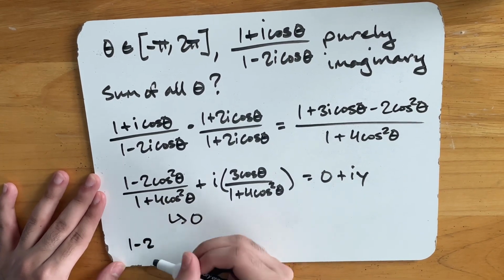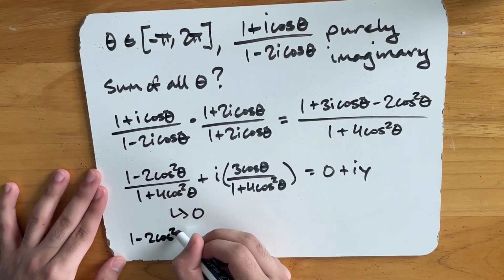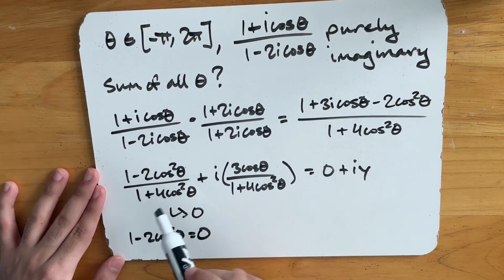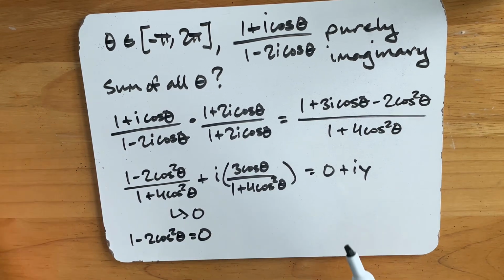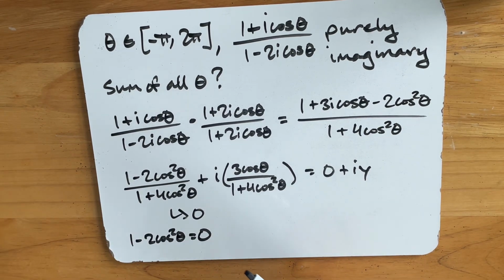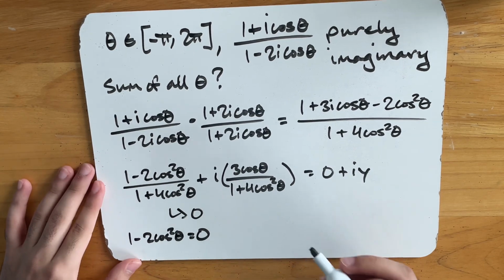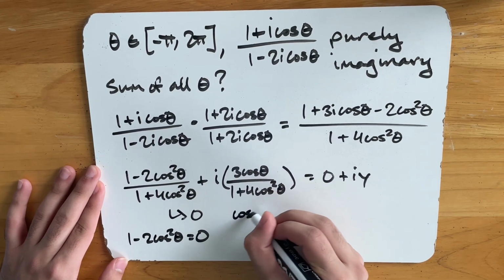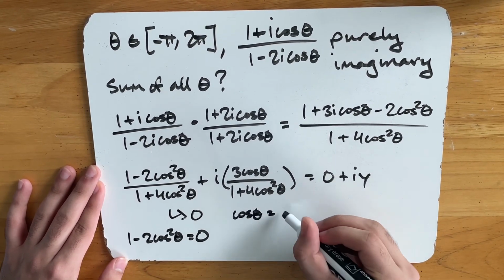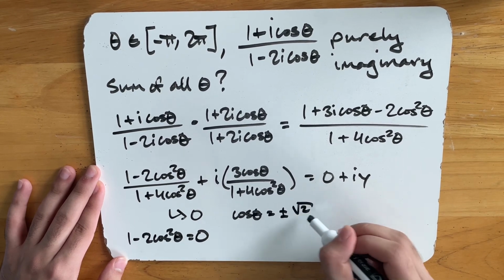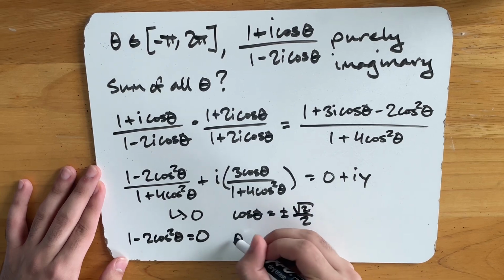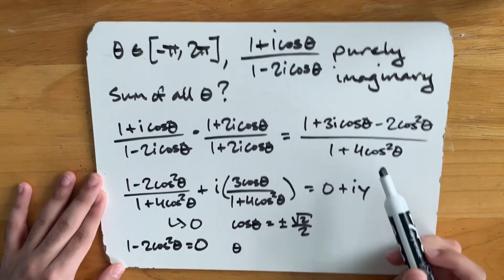So you get an equation right here: 1 - 2 cosine squared theta is equal to 0, because if we multiply both sides by 1 + 4 cosine squared theta, we get this equation. Then we can rearrange, and we get that cosine theta has to be equal to plus or minus root 2 over 2. I just did algebra.